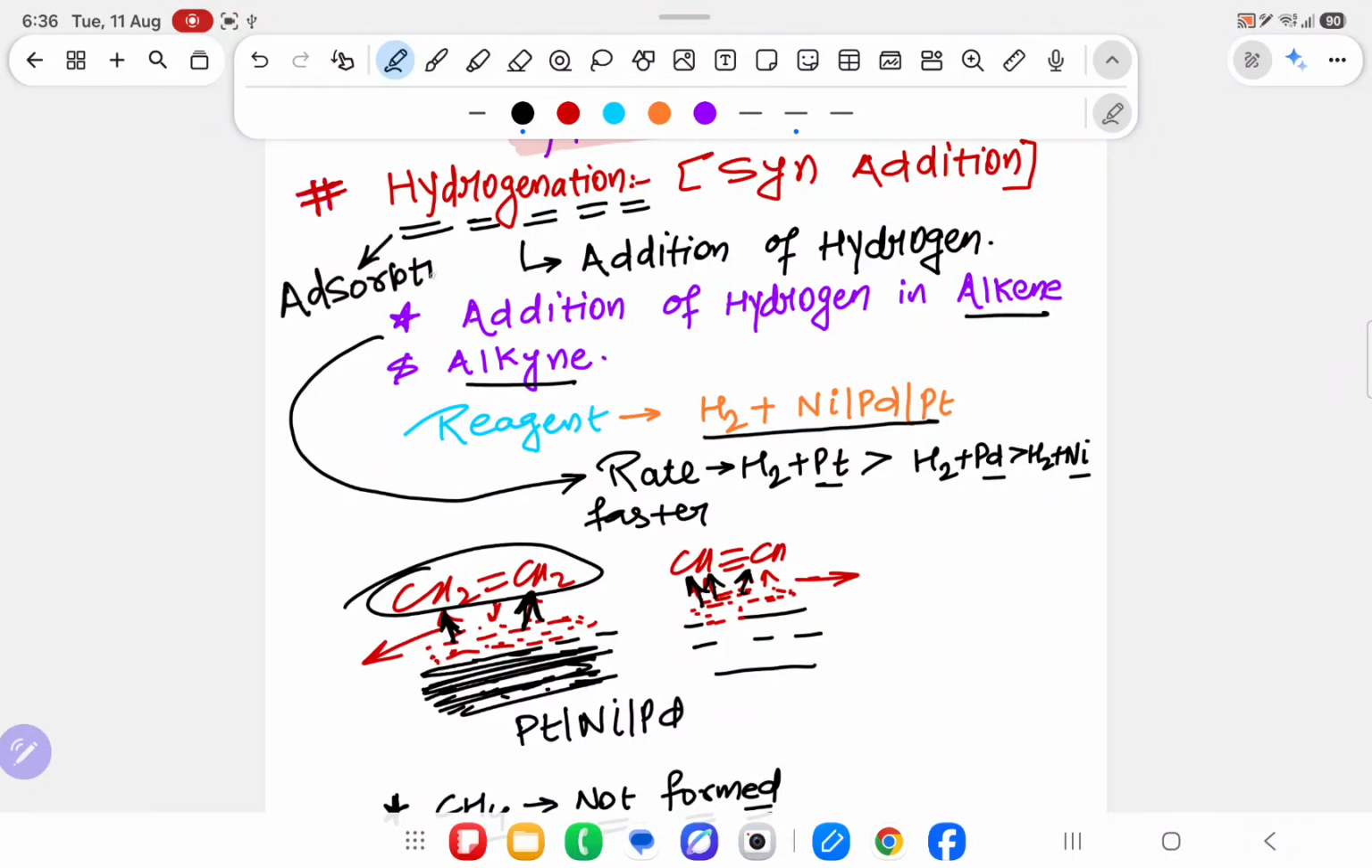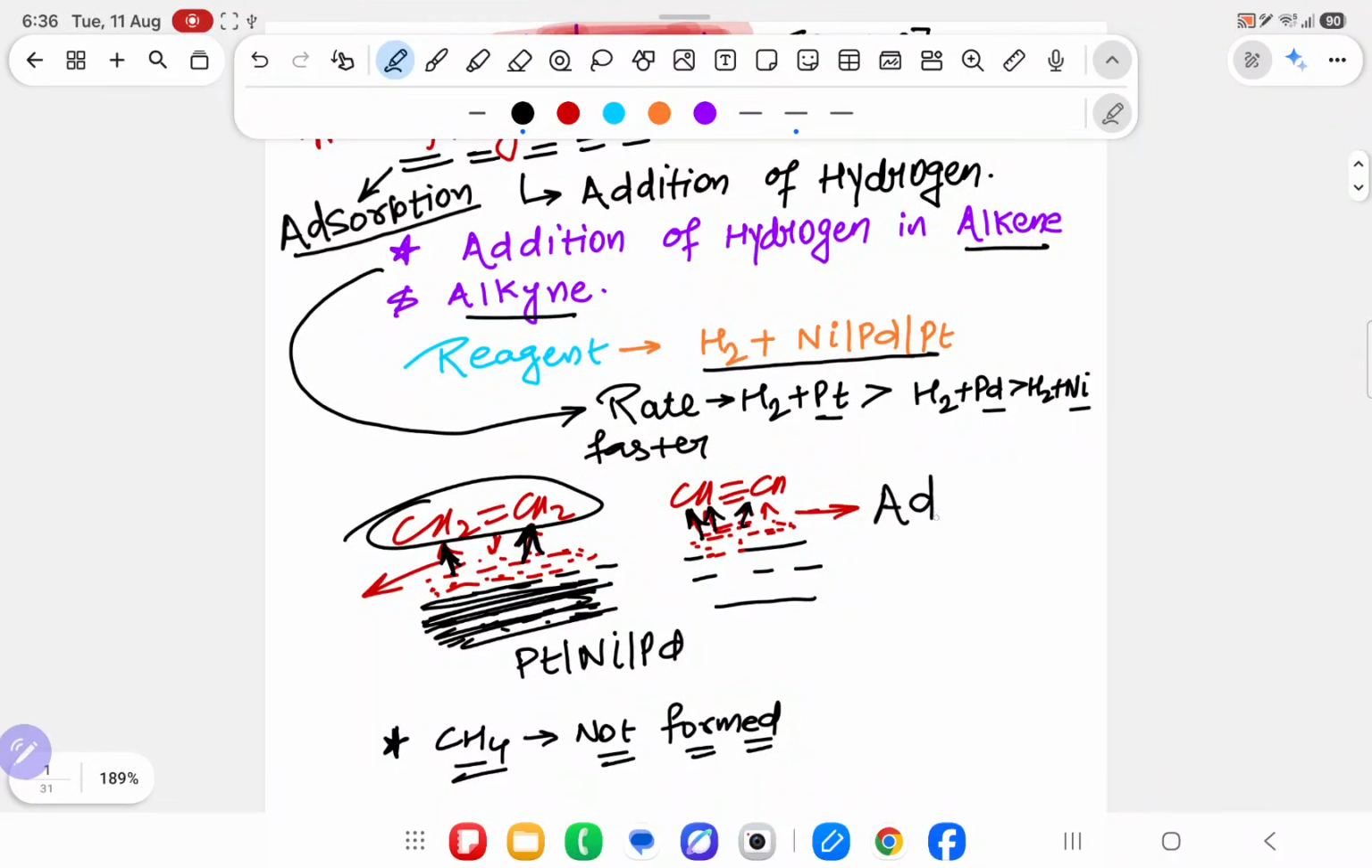What do you mean by adsorption? Suppose I put water on the cloth. What will it do? It will absorb. Water will go inside the cloth. But if I put surf on the cloth, what will it do? It will stick to the surface. So adsorption is this. Adsorption means sticking to the surface.